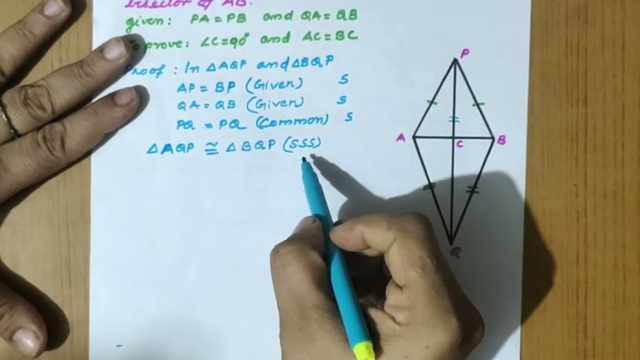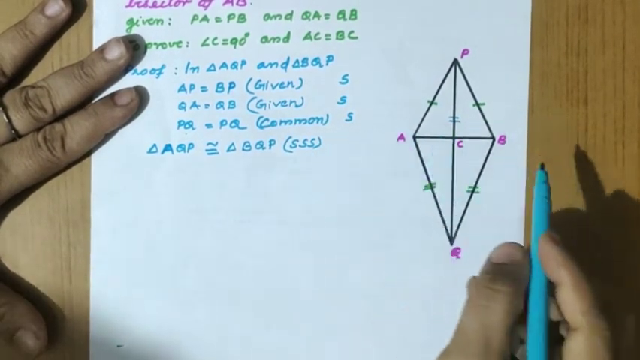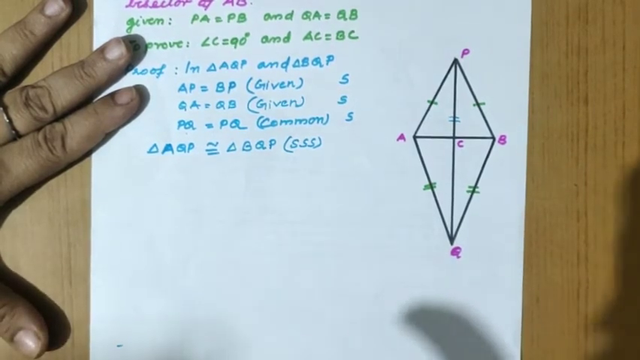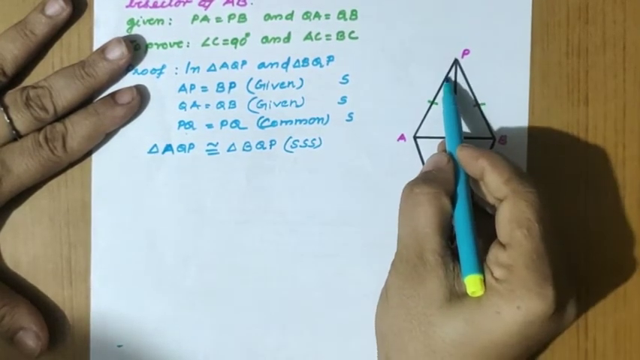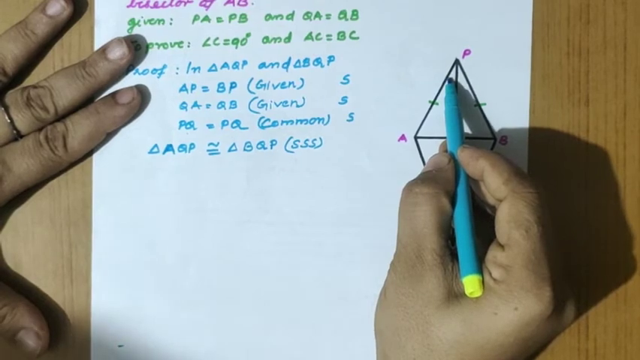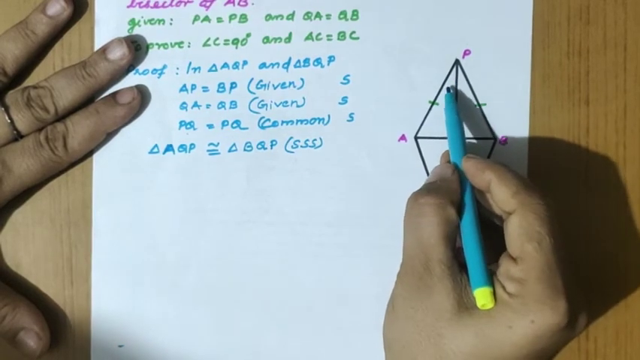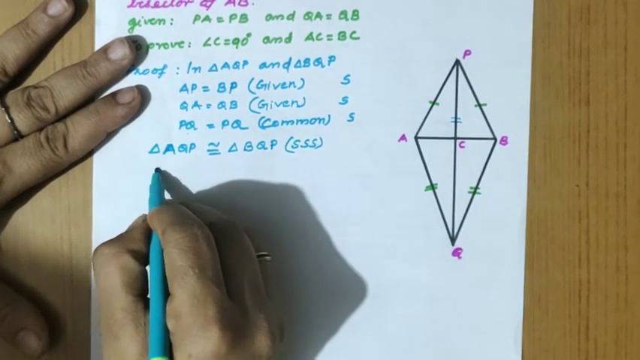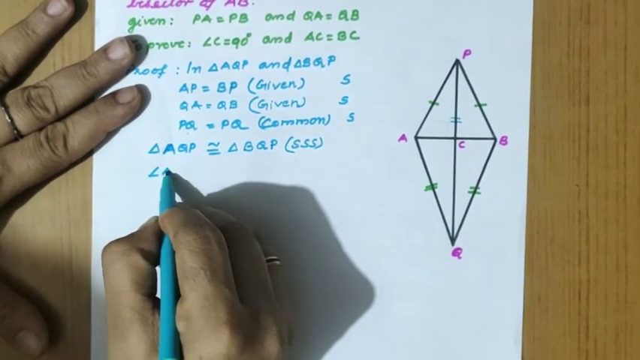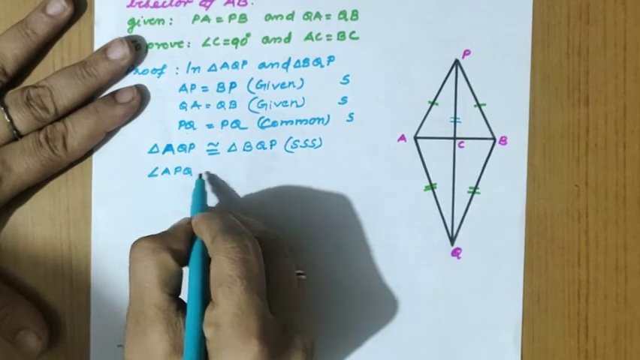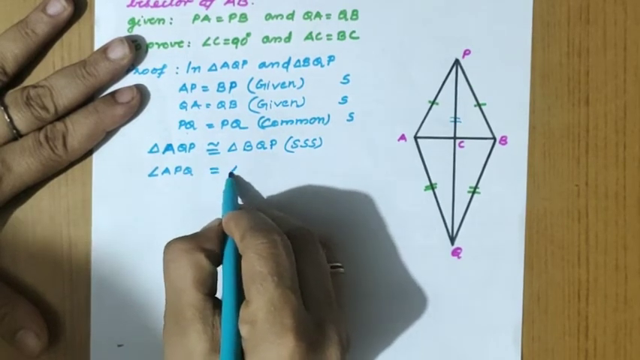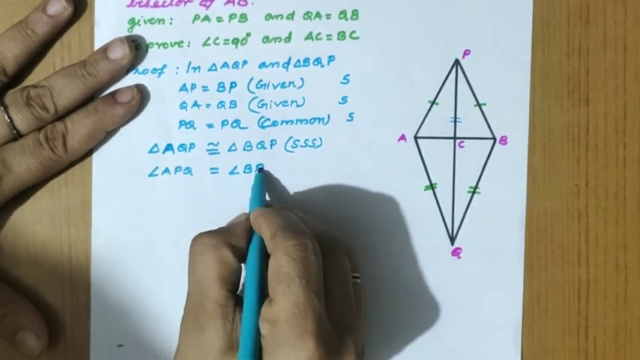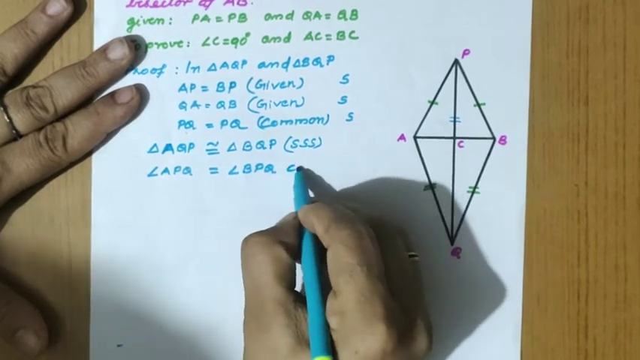Now we have to write the CPCT of this one. So the purpose is, I already told that we should get this included angle, right? This included angle we should get. What is the name of that one? P. P should come in the middle. So here we will write angle APQ equal to angle BPQ, CPCT.